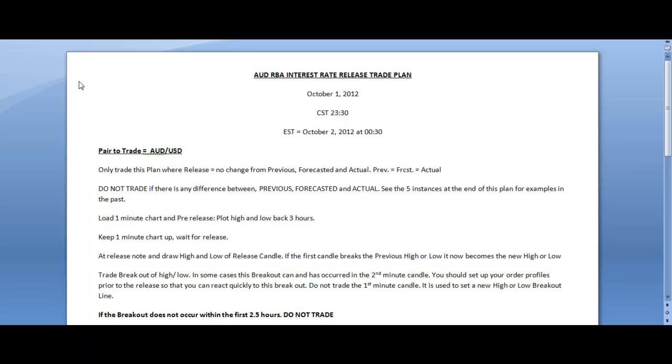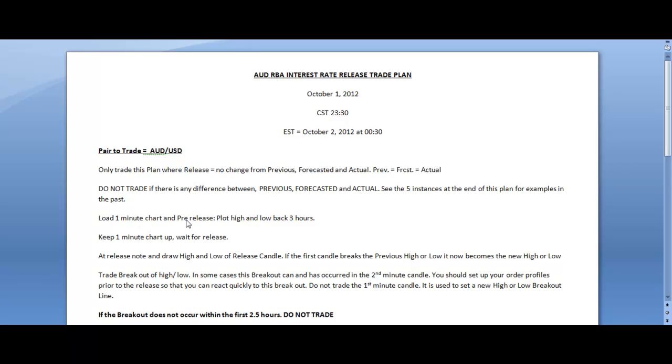And very important, we're only going to trade this plan with a release that equals no change from the previous versus the forecasted versus the actual. Previous equals forecasted equals actual. If none of this is true, it is a no trade. Do not trade if there's any difference between the previous, forecasted, and actual.